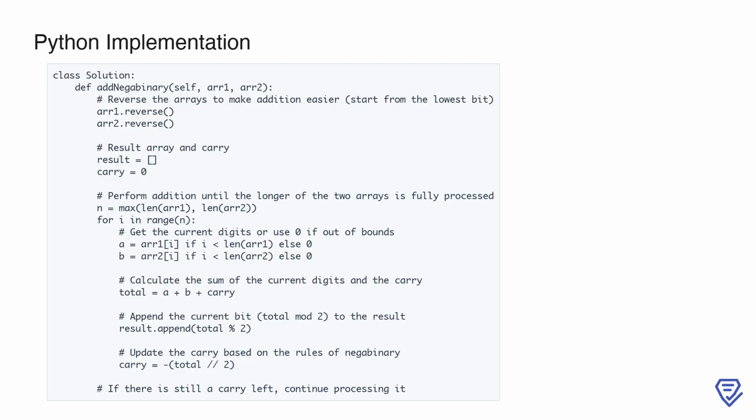Since the two input arrays may have different lengths, we determine the maximum length, n, to ensure we process all bits from both arrays. Then, we iterate through the range of this maximum length. For each index, we retrieve the corresponding digit from each array, defaulting to 0 if the index exceeds the array length. We calculate the sum of these two digits along with the carry. The current bit of the result is obtained by taking the modulo 2 of this sum, which we append to the result list. Finally, the carry is updated based on the rules of Negabinary arithmetic, specifically using the formula carry = -(total // 2). This ensures that the carry is correctly adjusted for the next iteration.